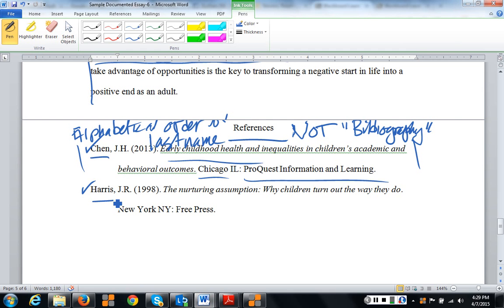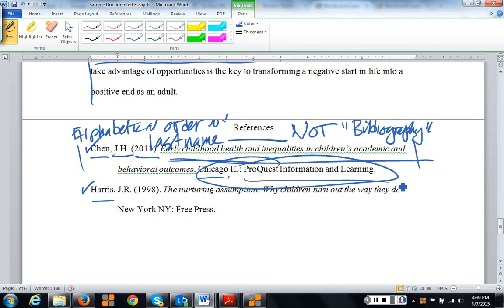Okay? We include initials, we include date, we include title, we include publication information. You know already about this because you've done it. You've done it in Workshop 4. You did it in Workshop 5. You've practiced this. You also did it in your annotated bibliography. So you should know how to do this by now. First thing, author. Second thing, date. Third thing, title. Fourth thing, publication information.